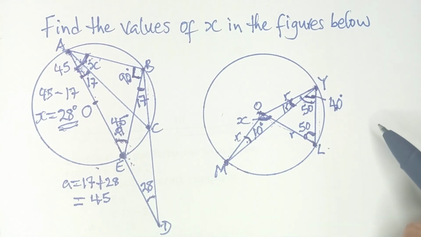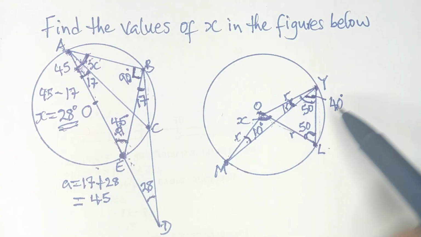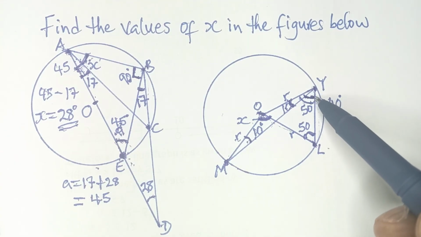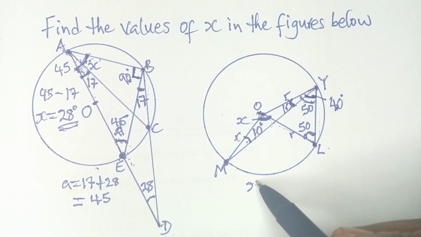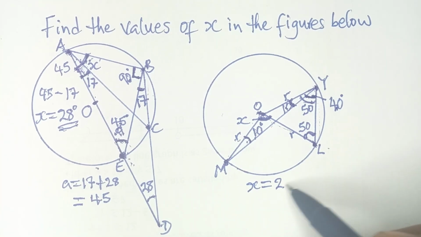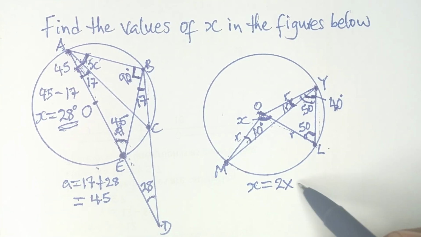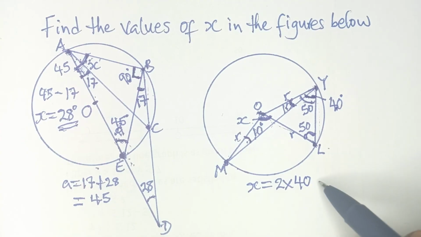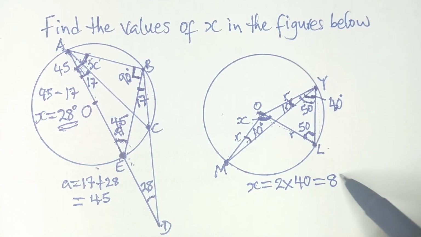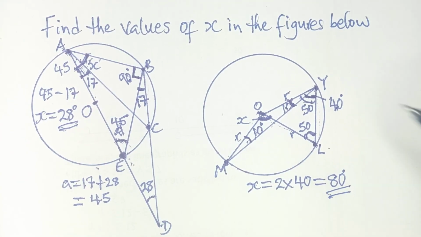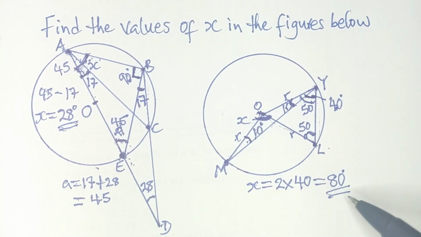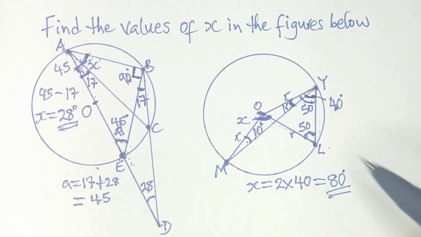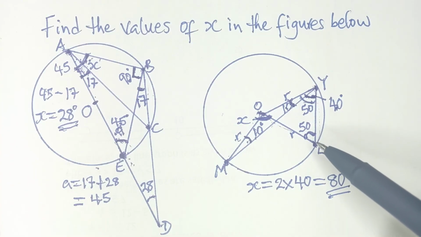So you agree with me that the angle at the center is twice the angle at the circumference. So from here, we can conclude that x is equal to 2 multiplied by the angle at the circumference, which is 40 degrees. And that will give us x as 80 degrees. So the value of x here, that is this angle at the center, is 80 degrees that we just obtained. Hope this second question is clear.